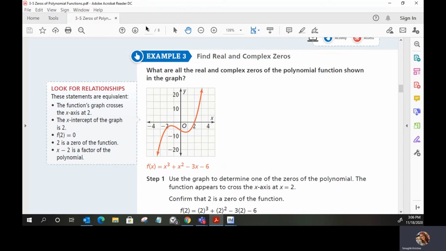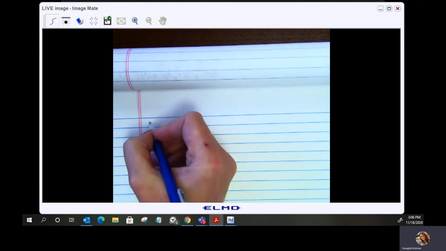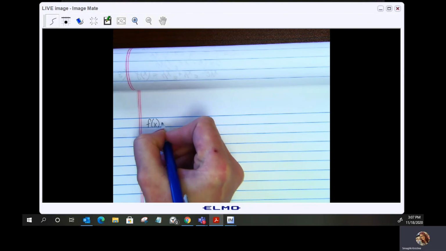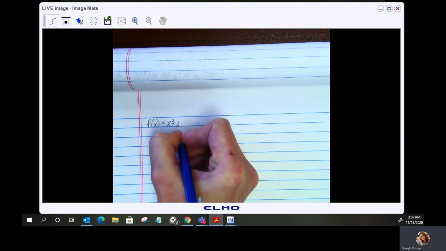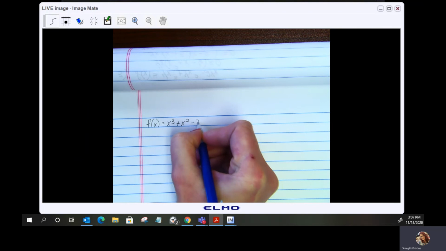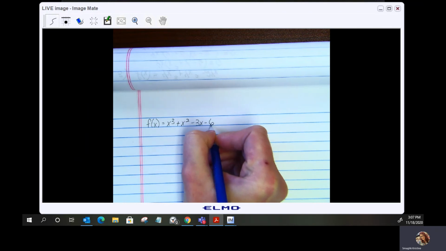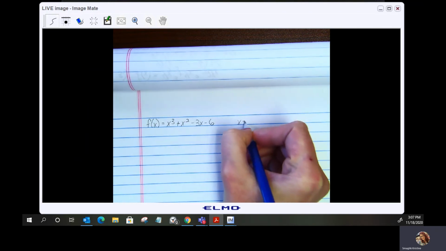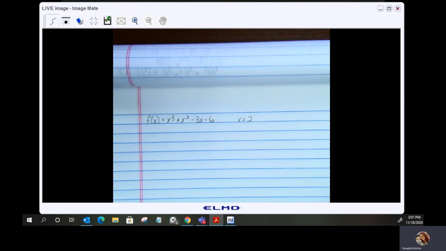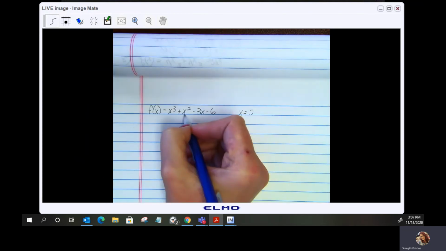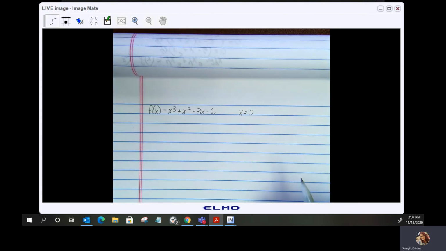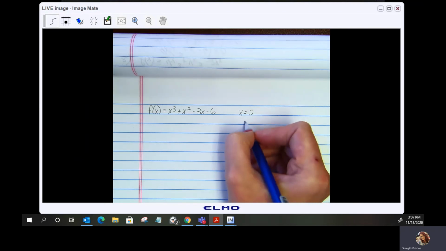So here we go. We were given the function f of x equals x cubed plus x squared minus 3x minus 6, and we know x equals 2. That's one of my zeros. So remember, when you're factoring, you're actually dividing. So we can also use synthetic division here.